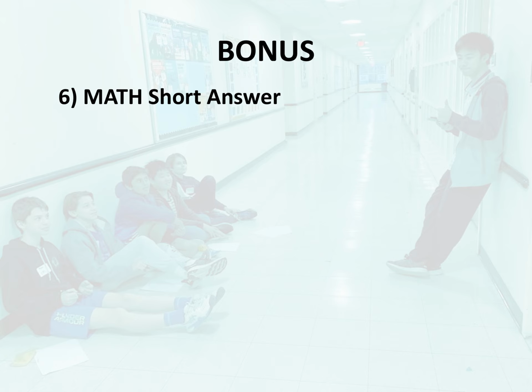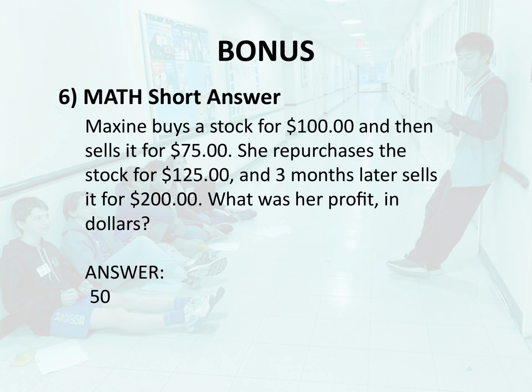Bonus 6. Math. Short answer. Maxine buys a stock for $100 and then sells it for $75. She repurchases the stock for $125 and 3 months later sells it for $200. What was her profit in dollars? Answer, 50.